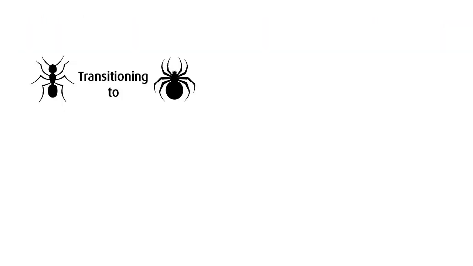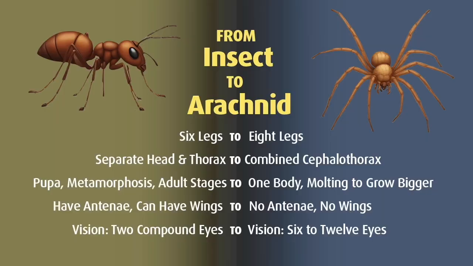So let's consider what it would take to transition. Insects and arachnids, we call them all bugs, but they're different. How would they evolve from one to another? Well, there'd actually be quite a bit of difference. Insects have 6 legs. Arachnids have 8 legs. Insects have a separate head and thorax, but arachnids have a combined cephalothorax.